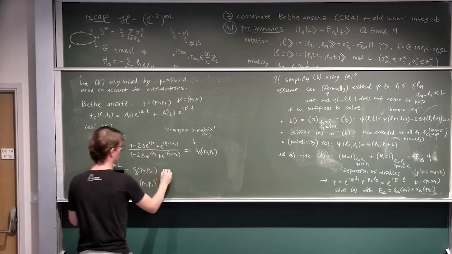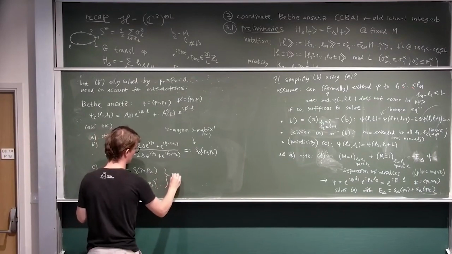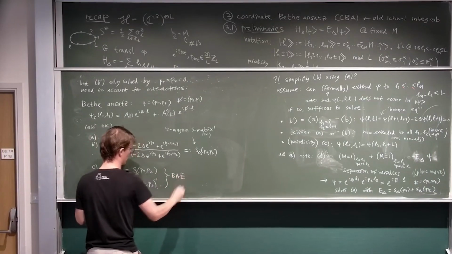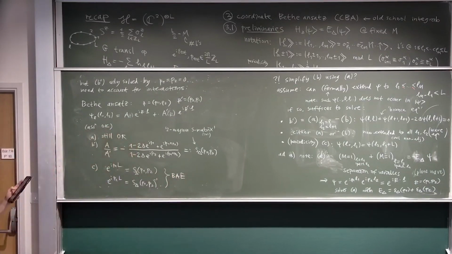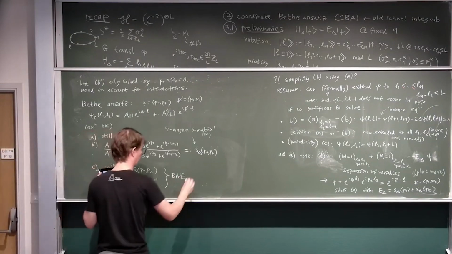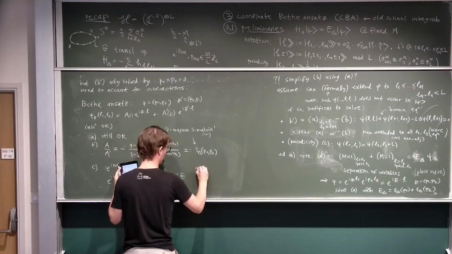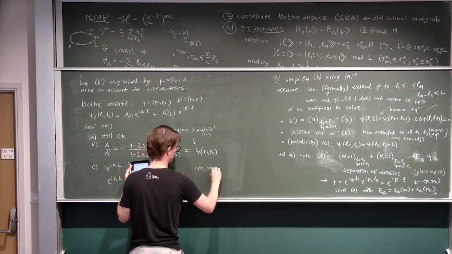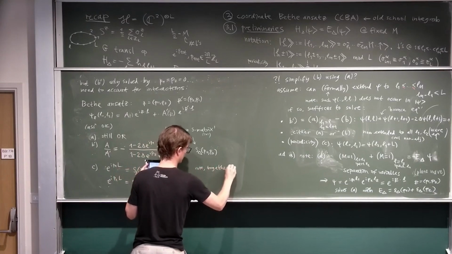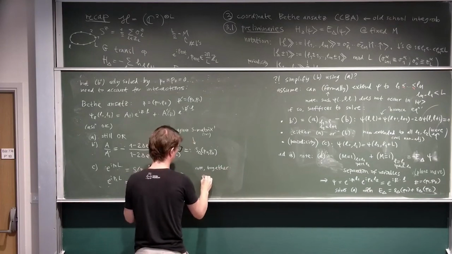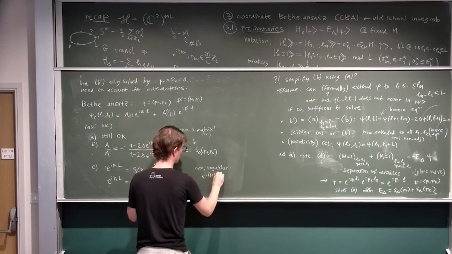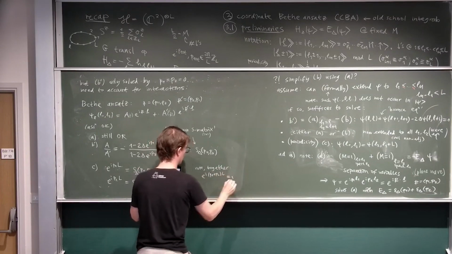So these equations are known as the Bethe ansatz equations, often abbreviated to BAE. And note that together they imply that e to the i (p1 plus p2) times L is 1.